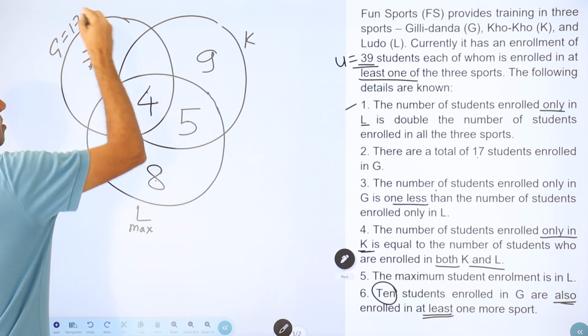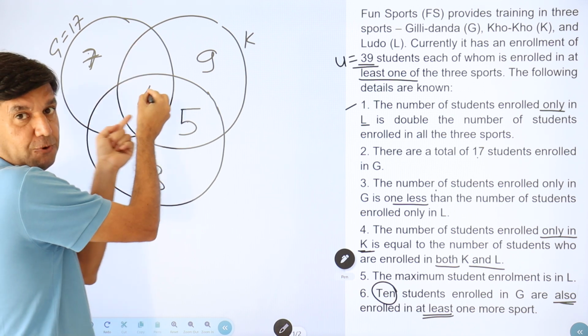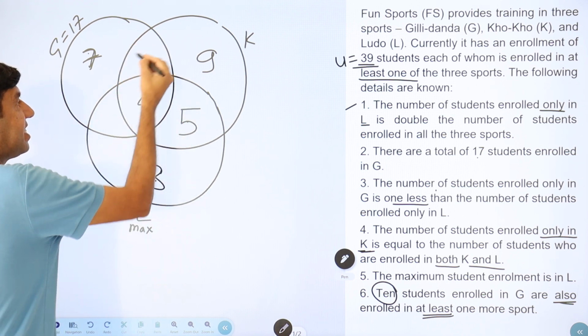Now, we know out of 17, 7 is here. 10 have to be in these 3 regions, of which 4 are identified. So these are 6.